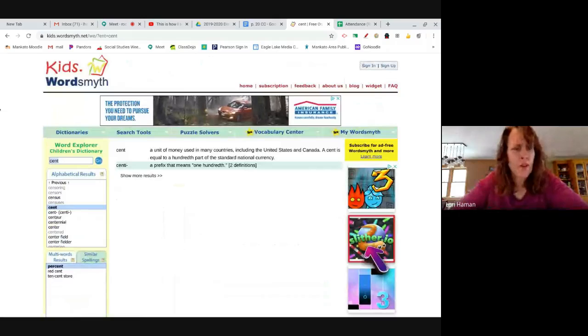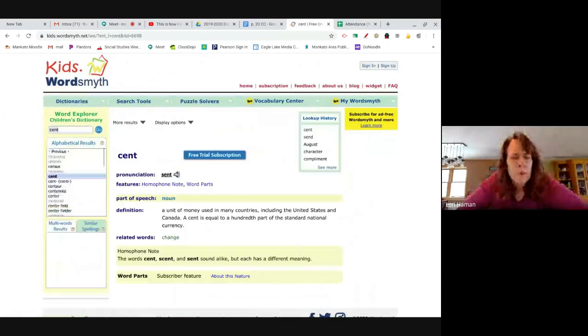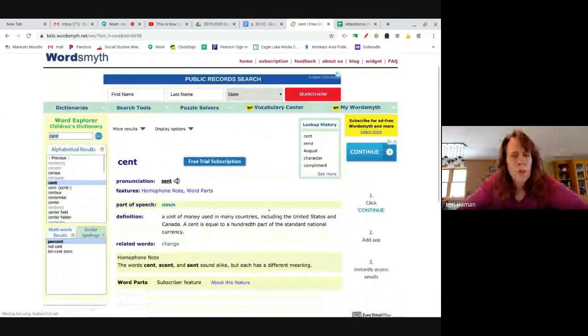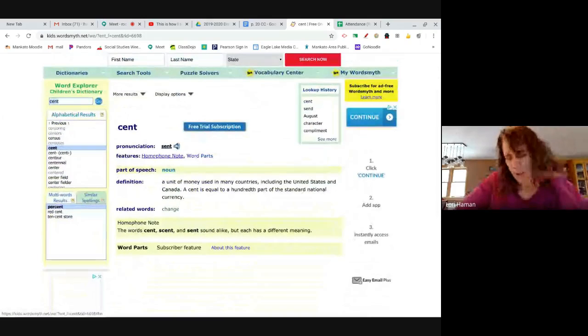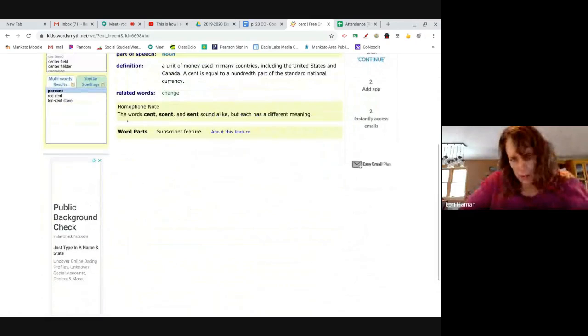Unit of money. Oh, that's not the one I want. Remember, a penny is 1 cent. Oh, here's our help. Homophone note. Could there even be another spelling? Let's see. Look at the homophone note. The words sent and scent sound alike, but each have a different meaning.